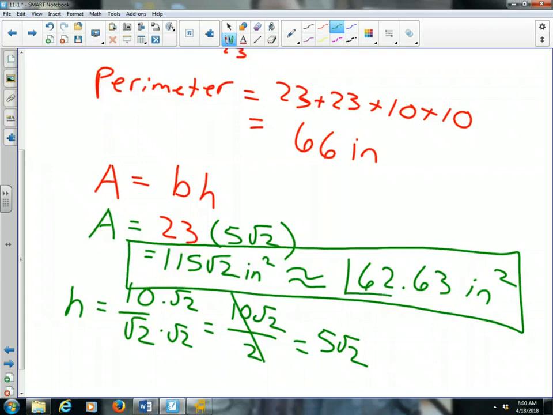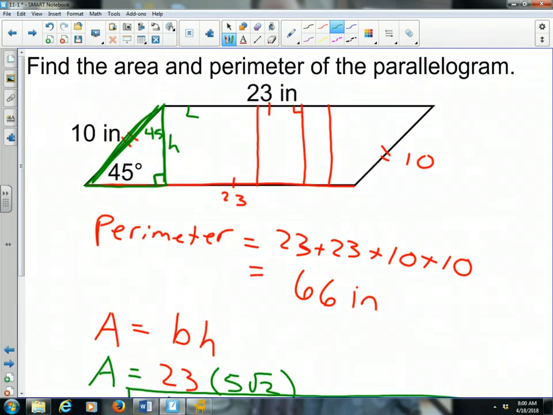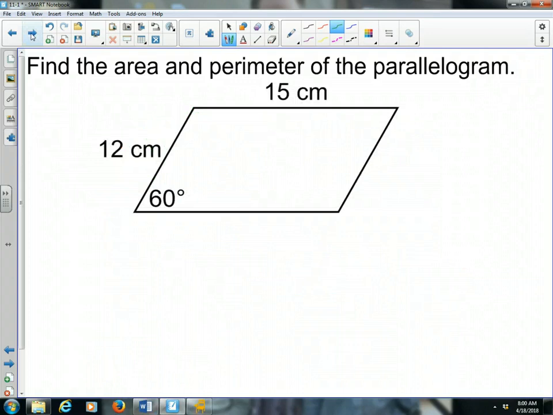There is approximately 163 square inches that fit inside this parallelogram. 163 of those. Let's try another one.